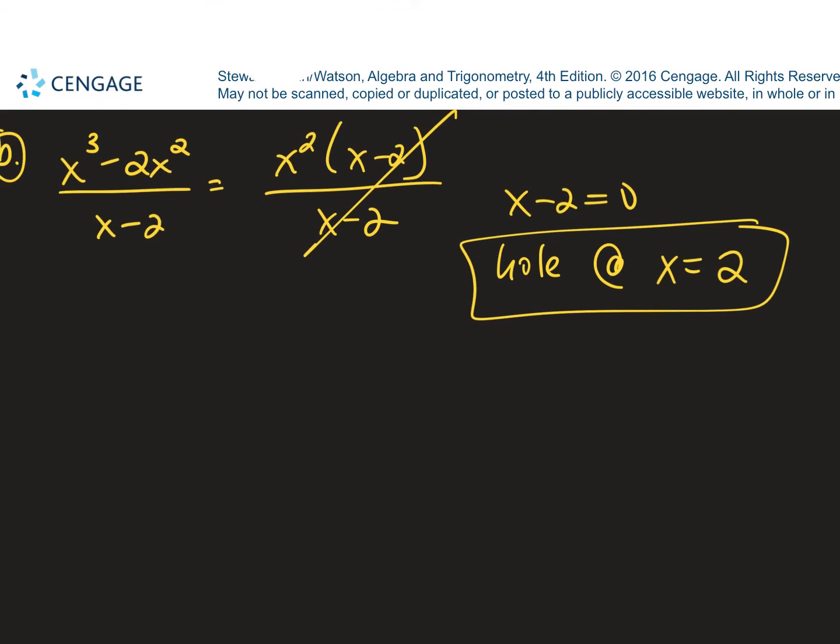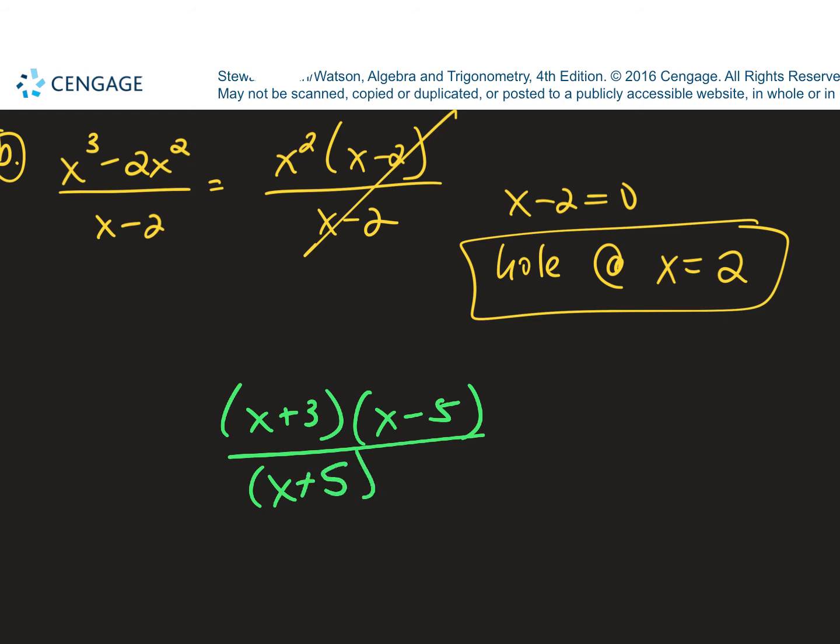So if you had a question like this, say you factored it and you came out like this, and I said to you, where are the holes? Are there any factors that are exactly the same on the top and bottom? You would say there's no holes. They have to be exactly the same. Not close, not almost. They have to be exactly the same.